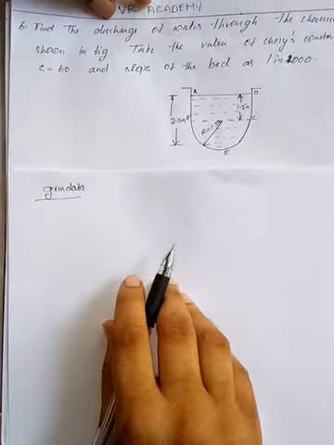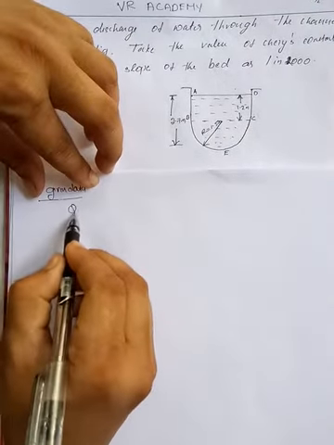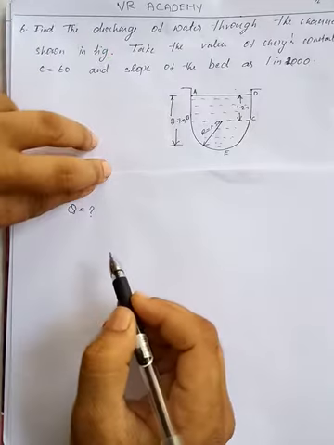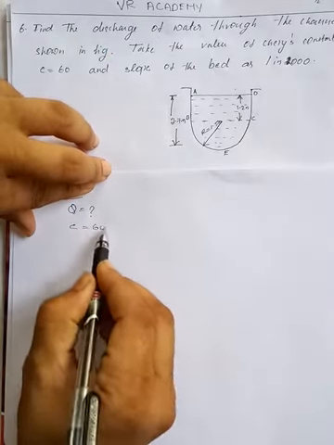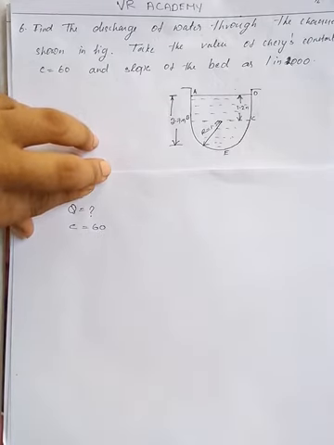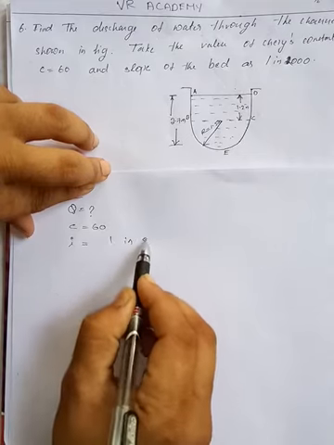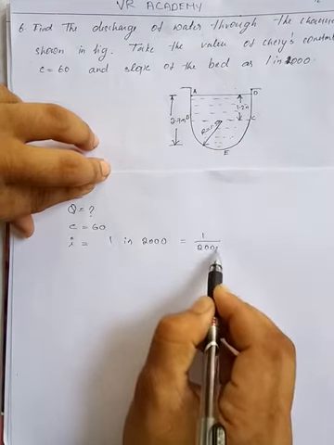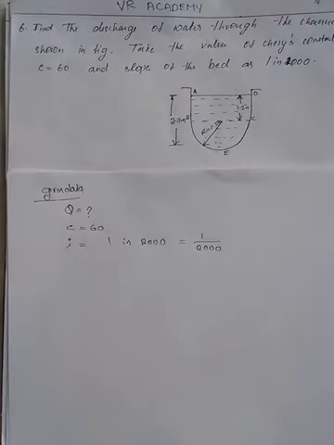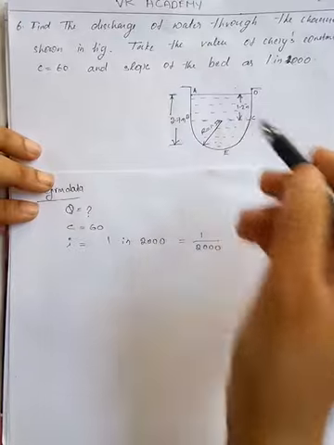First, we have to find out the discharge of water through the channel. Take the value of Chezy's constant C equal to 60 and the slope of the bed i equal to 1 in 2000, which is 1 by 2000, right? Given data, only three data they gave. All other dimensions are given in the figure.